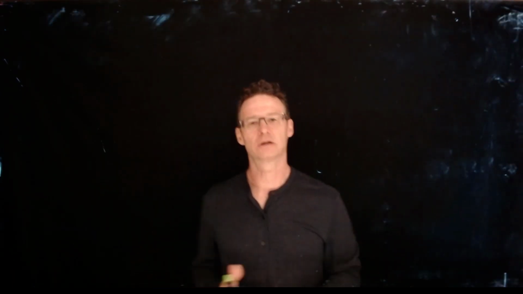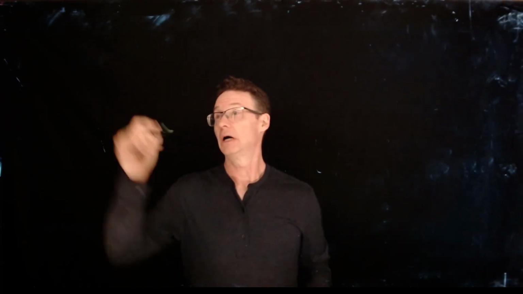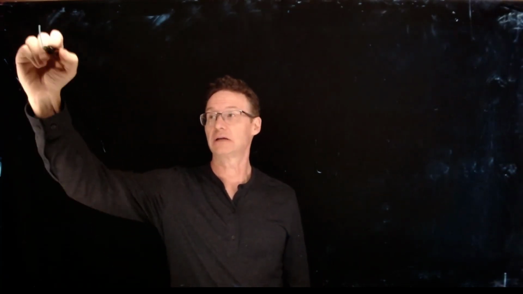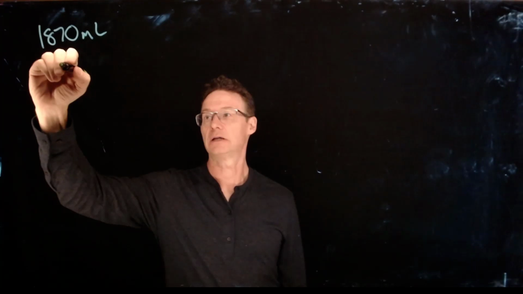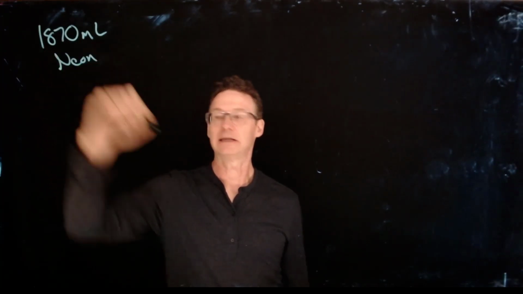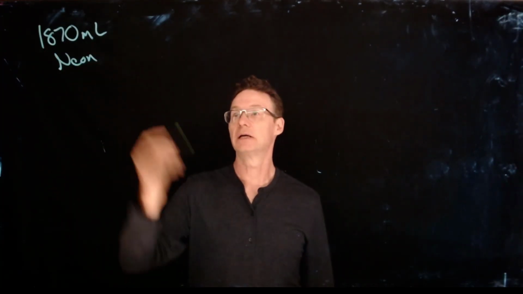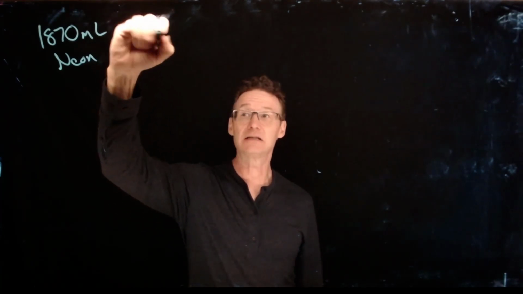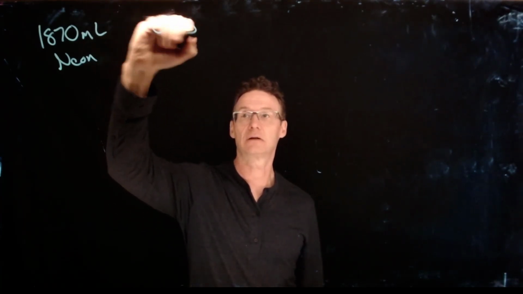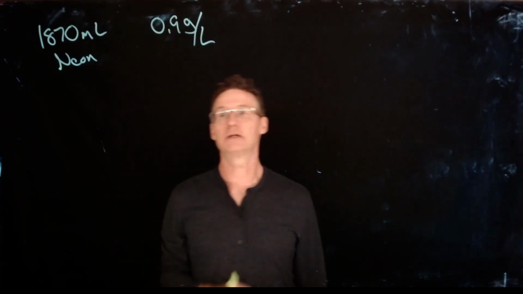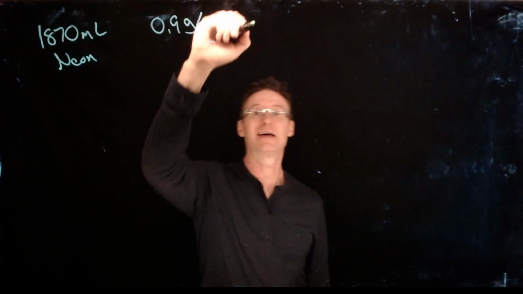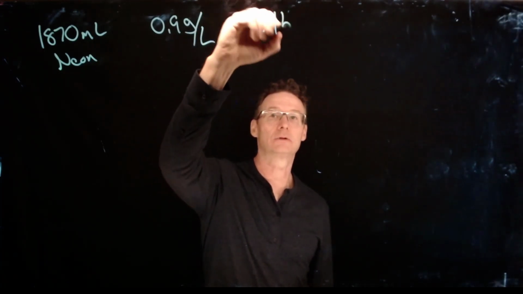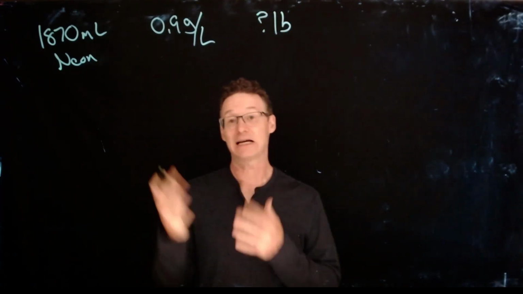All right, let's take a look at another problem that involves a couple steps. Let's say we have a neon sign with a volume of 1,870 milliliters. So there's 1,870 milliliters of neon inside this tube that makes up the sign. And we know that the density of neon gas at this particular temperature and pressure is 0.9 grams per liter. The question is, how many pounds of neon are there in that sign?